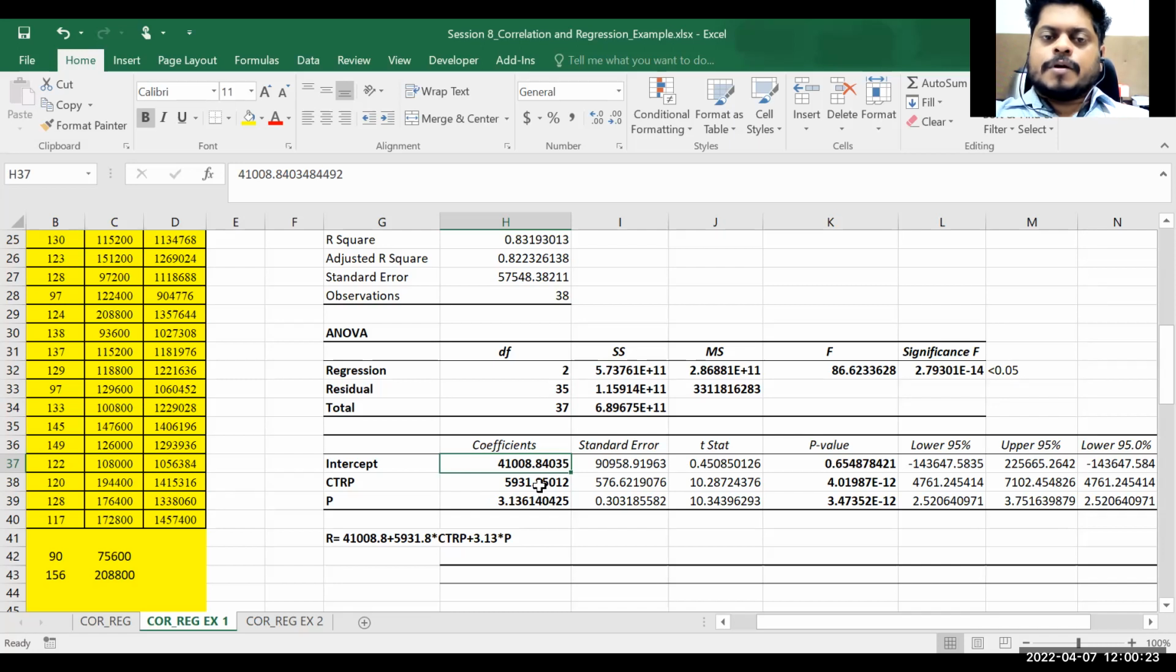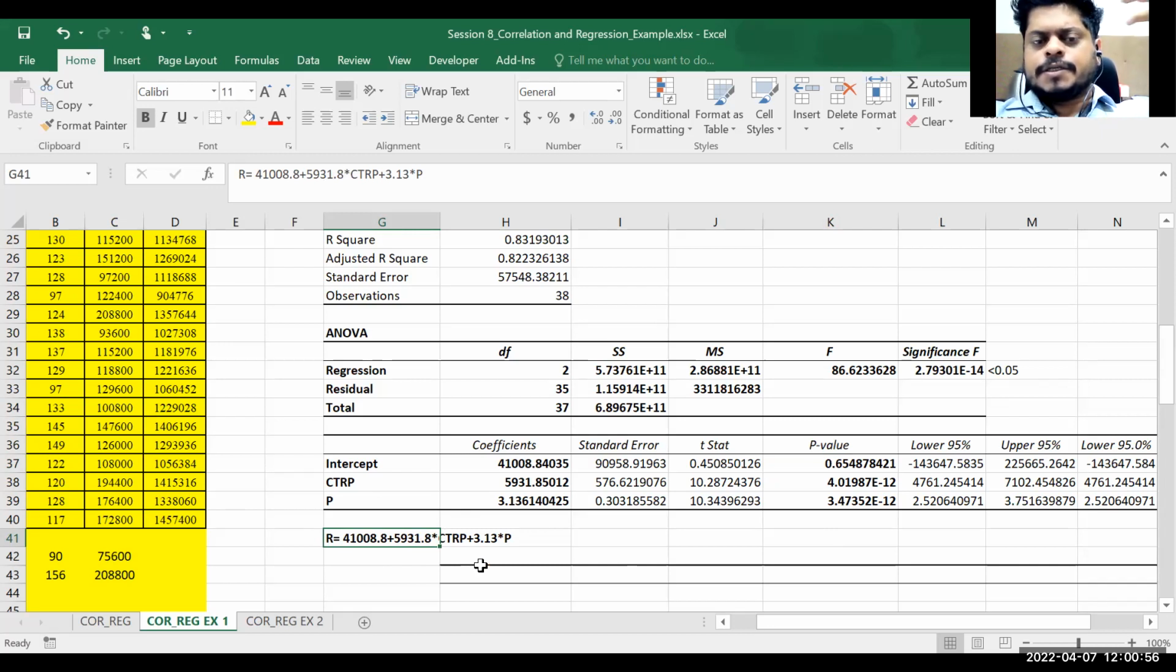I will not have confidence in this value 41008.84. But because for this value 5931 I have a very low p value, I am very confident on this number. I have confidence in the CTRP coefficient value. I am also confident on the p coefficient, which is 3.13. But I am not confident on the intercept because its p value is 0.654, a very large p value. So this equation will remain valid for the sample, but for the population I can say with guarantee that my interpretation will be like that.